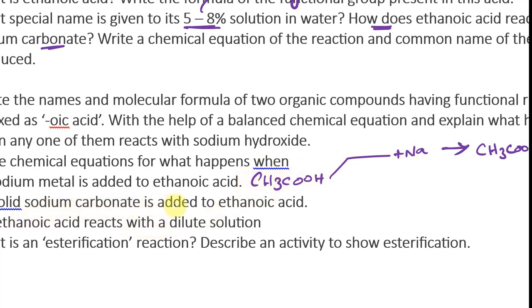Right, what happens when NaOH is added to ethanoic acid? This is what we had seen the previous two times. Ethanoic acid reacts with a dilute solution of NaOH. I had given NaOH in the question paper, right? Let us work it out. Ethanoic acid plus NaOH. As you know, this is an acid and this is a base. Acid and base form salt and water. Again, CH3COONa plus H2O will be formed. So this is a neutralization reaction.